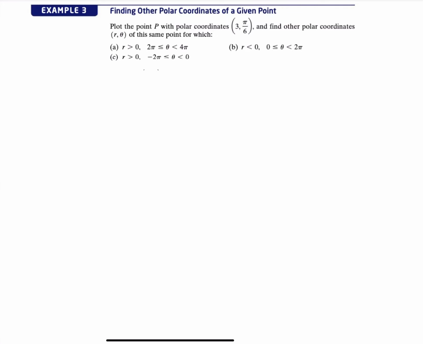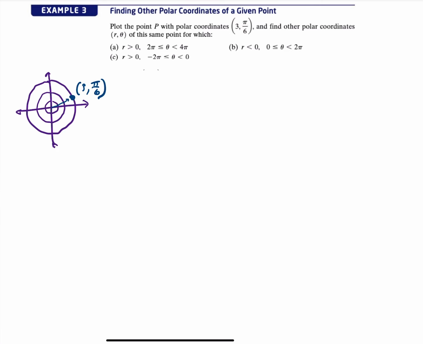So it says to plot the point with polar coordinates (3, π/6). So let's just do a little sketch. You can imagine 3 circles. This would be circle of radius 1, circle of radius 2, and call this circle of radius 3. And then π/6, that is the 30-degree angle in the first quadrant. So we can imagine going to that point. I'll call this (3, π/6). So let's come up with different descriptions of this point.